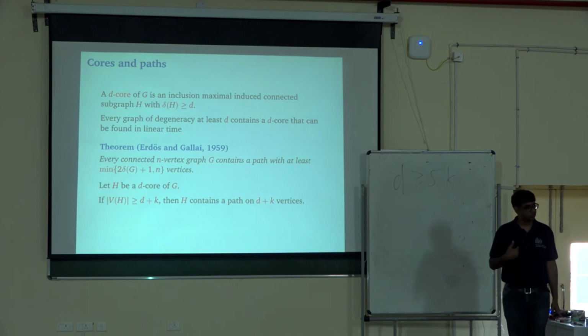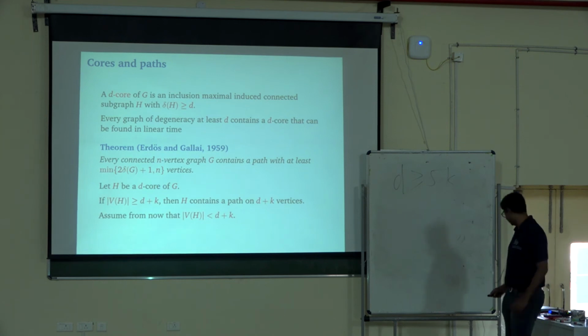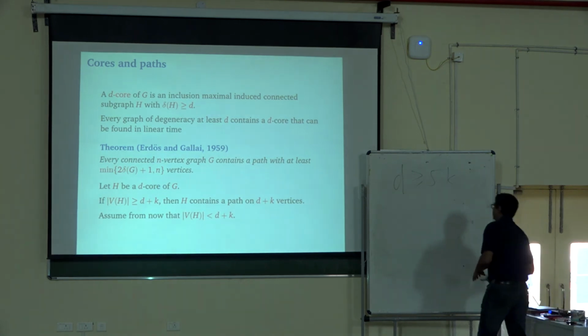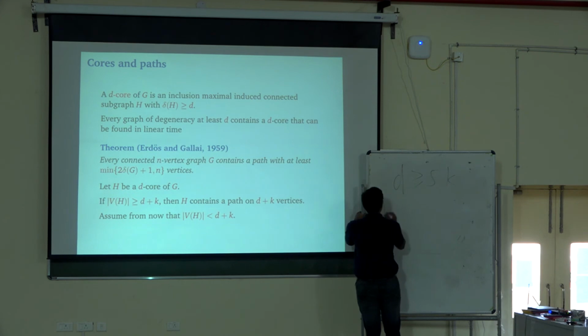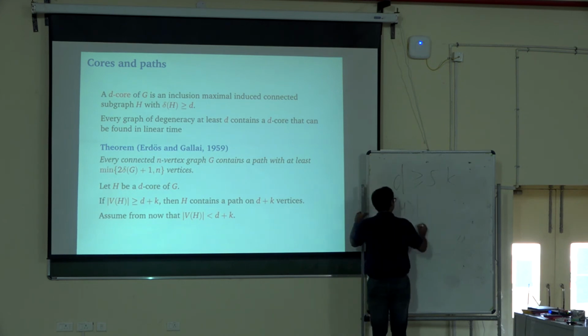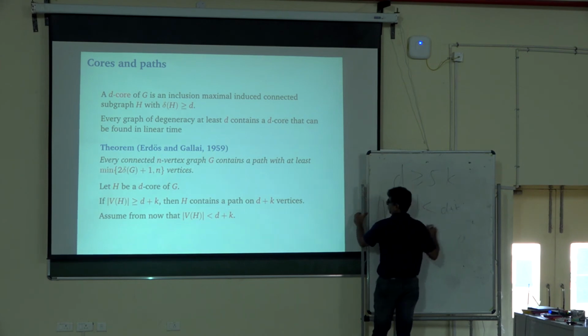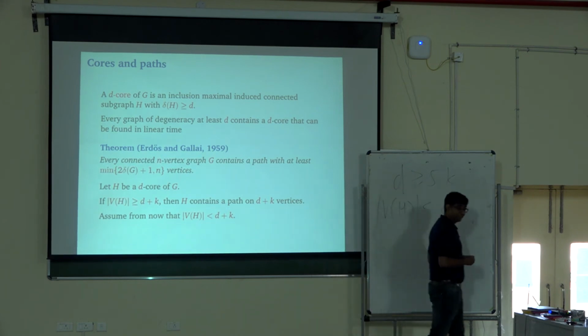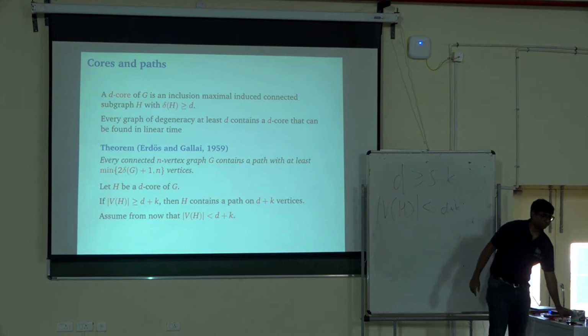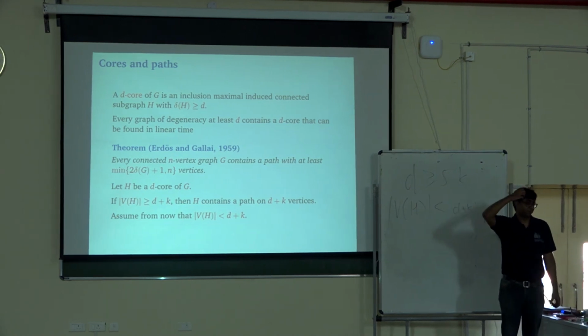So now I can assume that the vertex set of H, or the code, is at D plus K. Now I'm trying to tell you this code is actually like a clique. Why? K is much smaller than D.